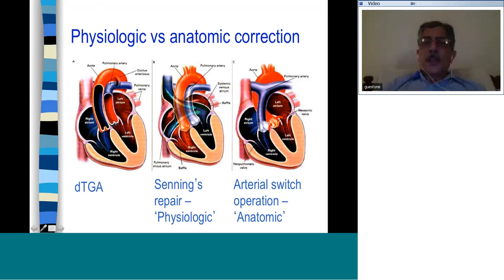But note that this is almost a 99% anatomical correction, because the semilunar valves remain: the pulmonary valve remains in the aortic position and the aortic valve remains in the pulmonary position. So it's important to recognize that we transfer the arteries, we transfer the coronary arteries, but we do not transfer the semilunar valves.